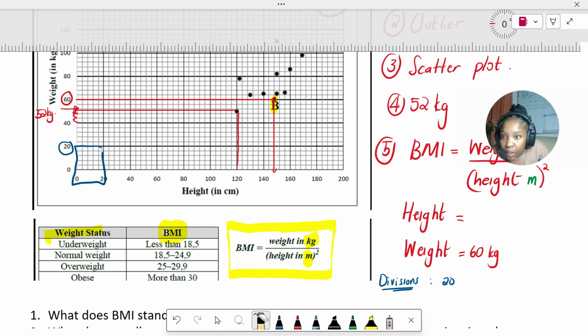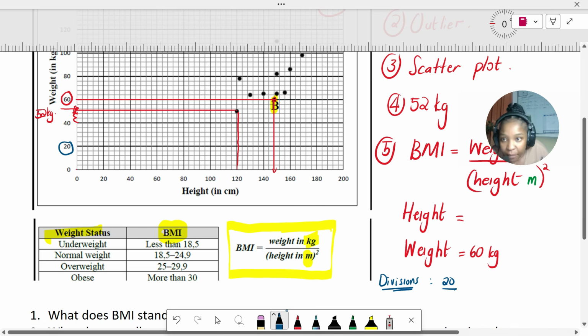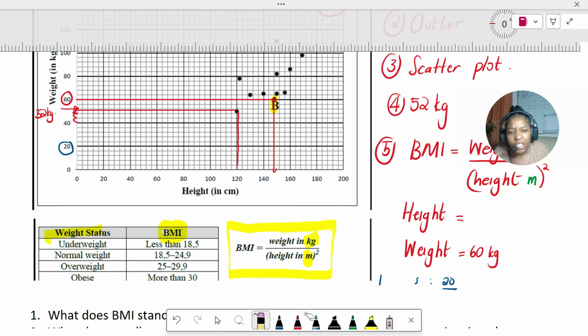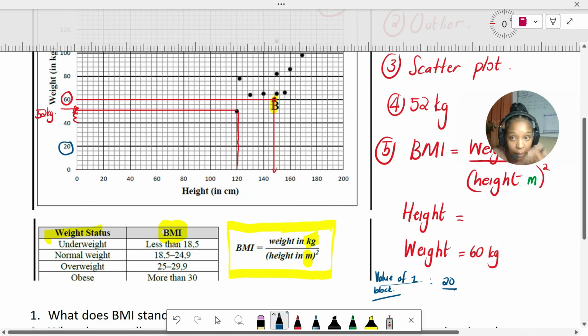All right, cool stuff. So from 0 to 20, the maximum value is 20, divided by... Now let's determine how many divisions. Actually, we're not determining divisions, but rather the value of one block. That's what you're trying to determine, right? So it's 1, 2, 3, 4, 5. So 20 divided by 5, which is equal to 4.